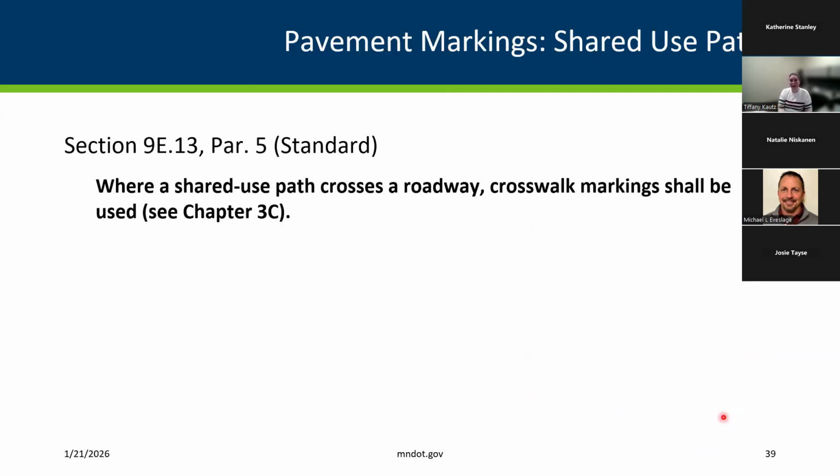Here's another new standard that's found in Part 9 in Section 9E.13: where a shared use path crosses a roadway, crosswalk markings shall be used. I will say that this is one where I think I can go down a bit of a rabbit hole looking at the different definitions. The definitions are found in Chapter 1C, but you can find definitions for shared use path, roadway, and crosswalk, and then that might lead you to more questions about what's a bikeway, what's a traveled way, and sometimes getting one's arms around all of those different definitions and how they work can be challenging.